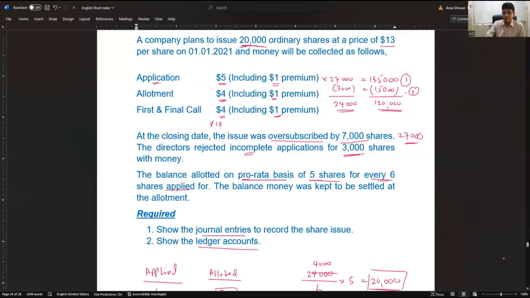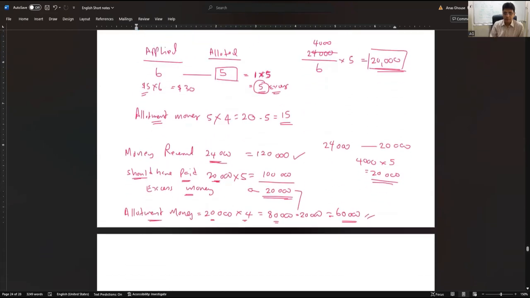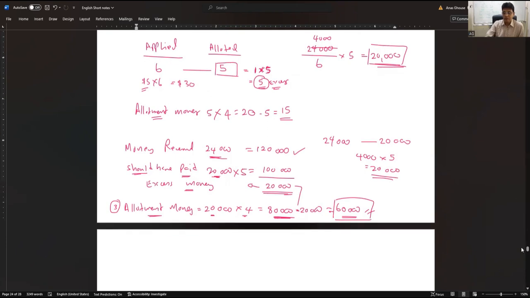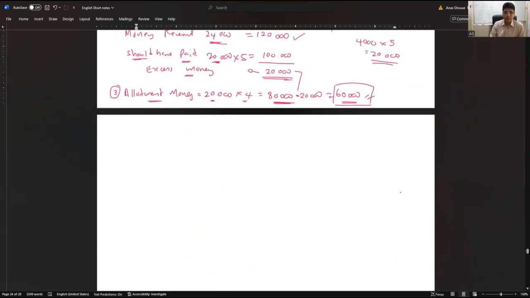Then you need to record, thirdly, allotment money received. So allotment money received is not 80,000. This is the third entry, not 80,000. It is 80,000 minus 20,000, which is 60,000, because of the excess money received, which I have already explained here. Okay. So then you need to record the first and final call.